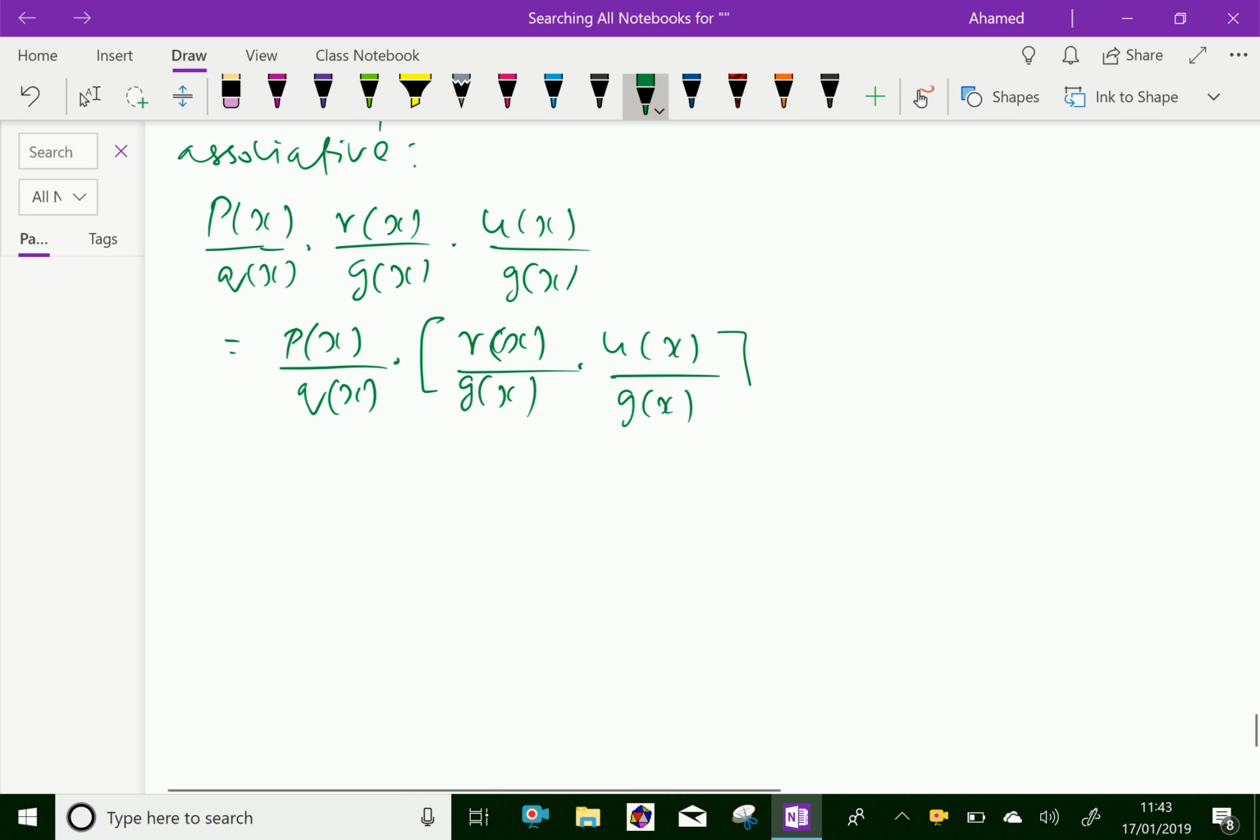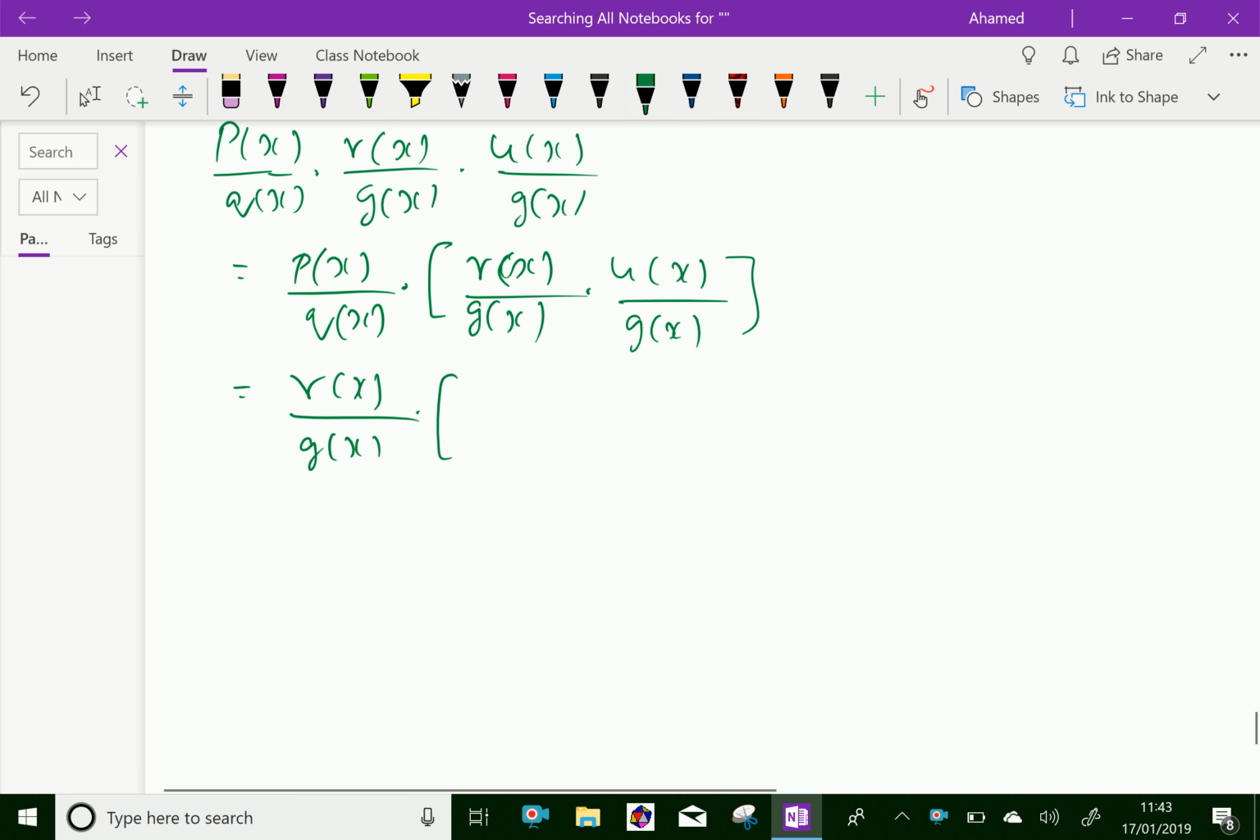It is further extended. We can write this as r of x over g of x first, multiplied with the product of first and last, p of x over q of x into u of x over g of x. Also we can write the third expression first and multiply it with the product of first and second.